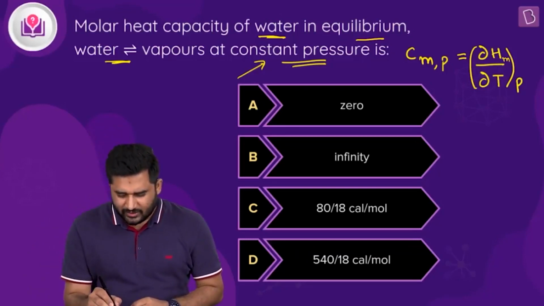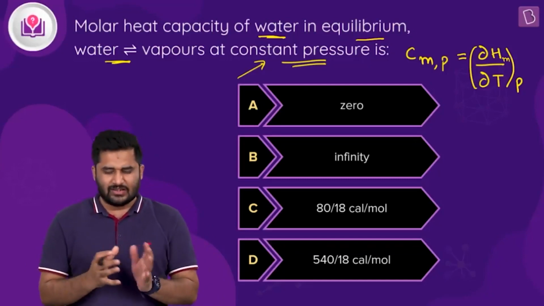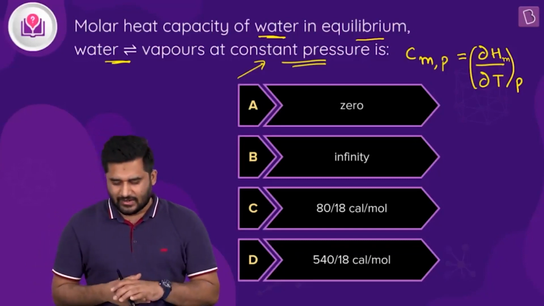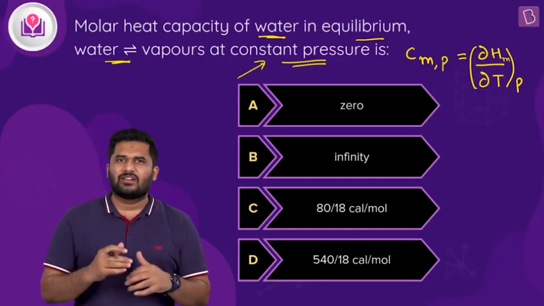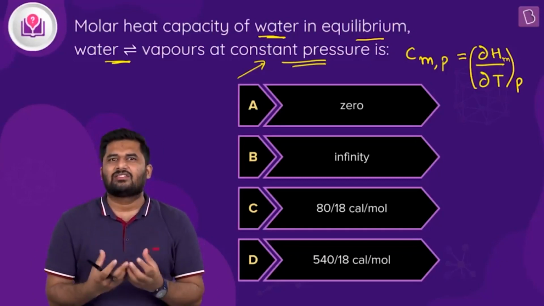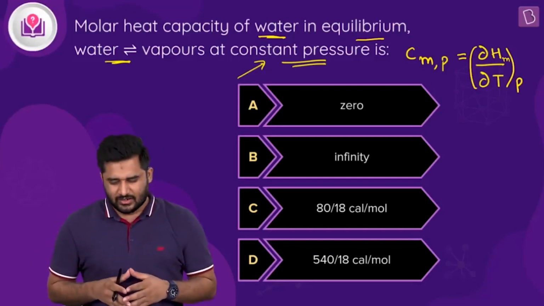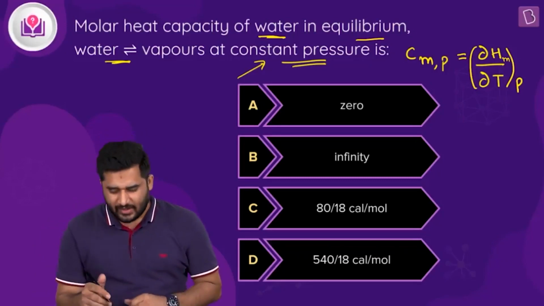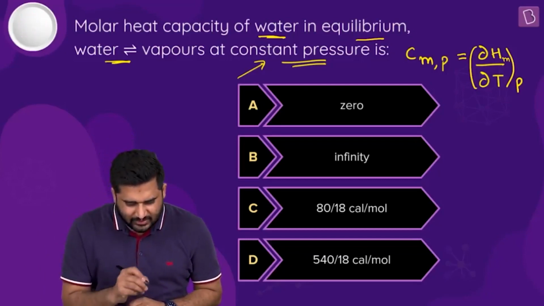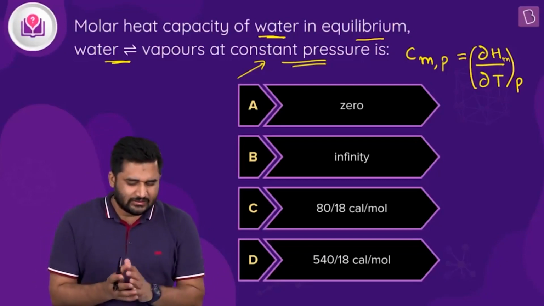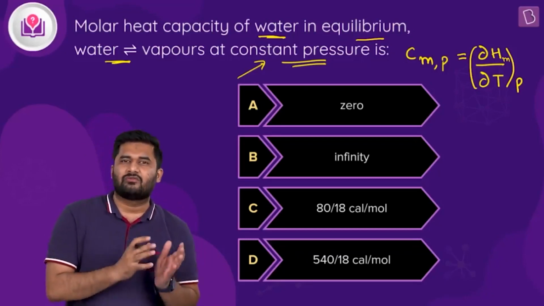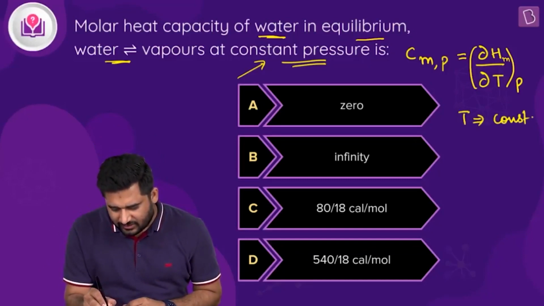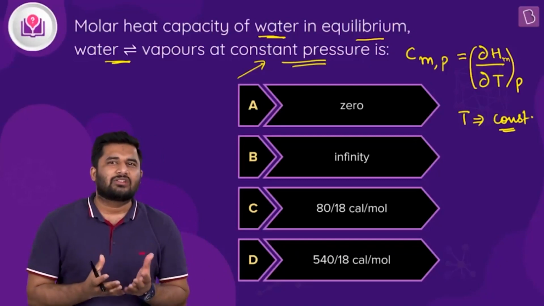Now one thing we know, that this dH, or del H you can say, this H is the enthalpy, and T represents the temperature, and this del represents a change in it. So an instantaneous change, or a very small change in the heat, and a very small change in the temperature. Clear? Now you can see in this case, since this process is at equilibrium, that is conversion of water to vapor is at equilibrium, we know that at equilibrium temperature is constant. That means this process must be undergoing at constant temperature.